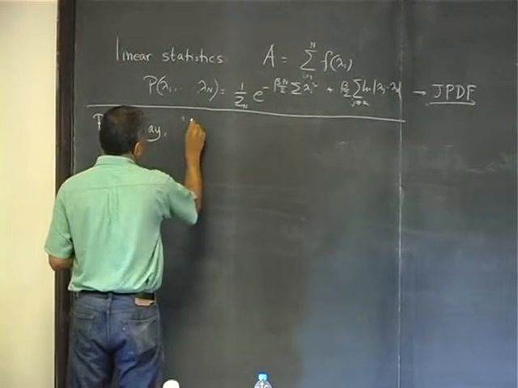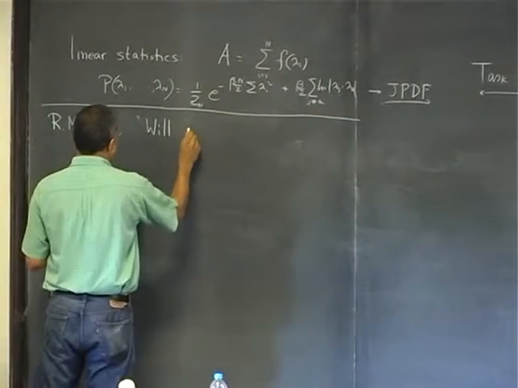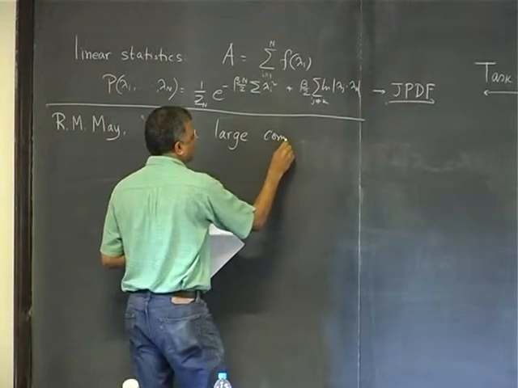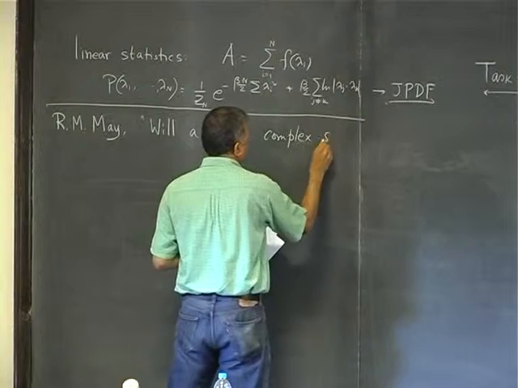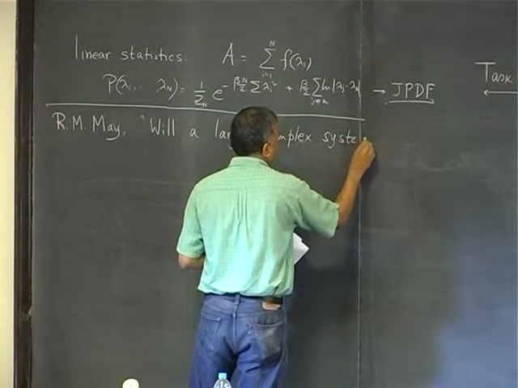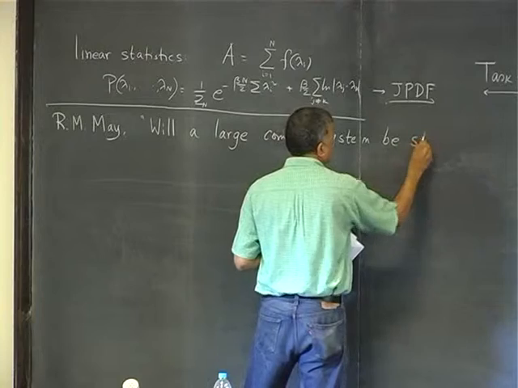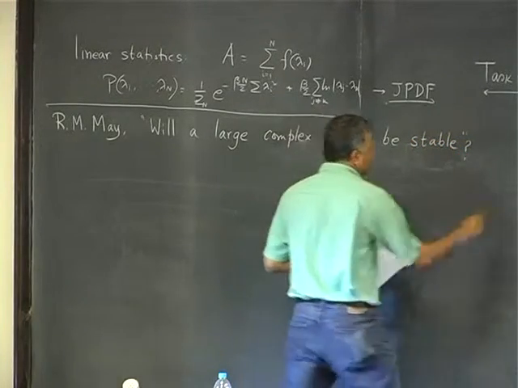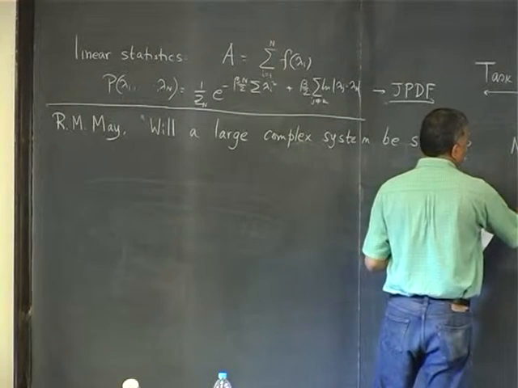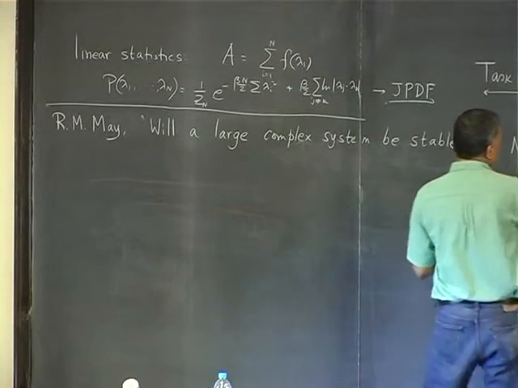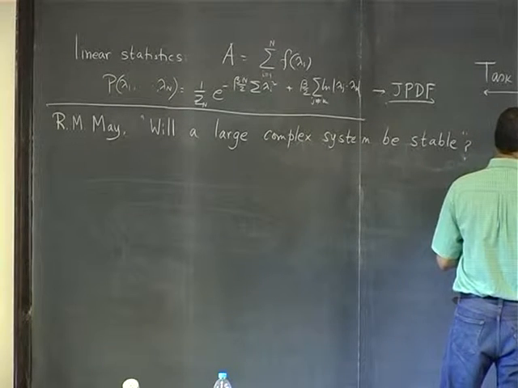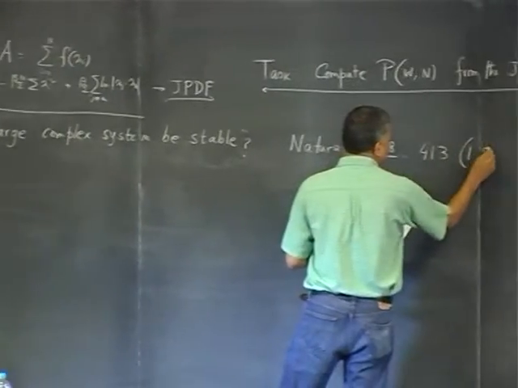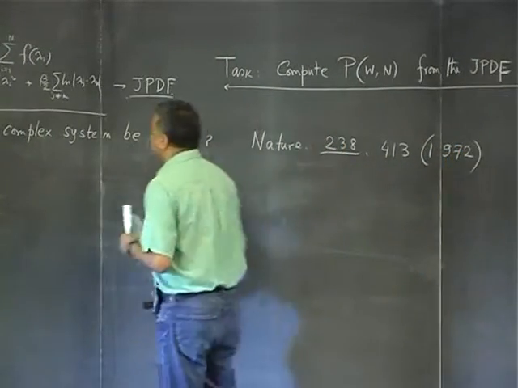So he wrote a paper called "Will a Large Complex System Be Stable?" This was published in Nature. This is a reference. This is a very beautiful paper. Everybody should read this paper. Very simple and nice paper. It's one of the few Nature papers that you can read and understand.